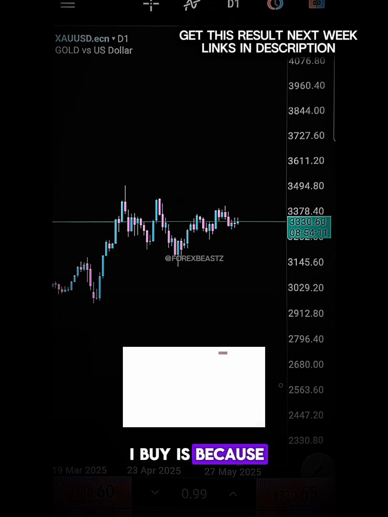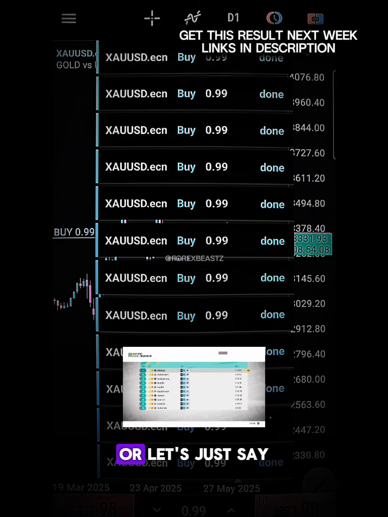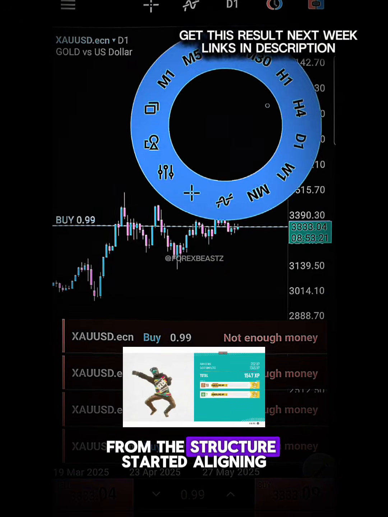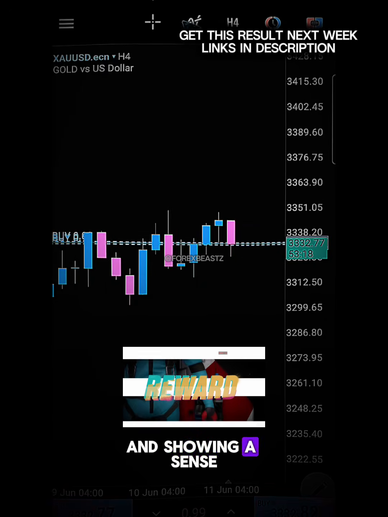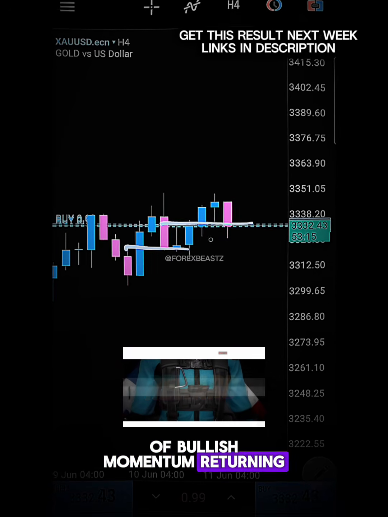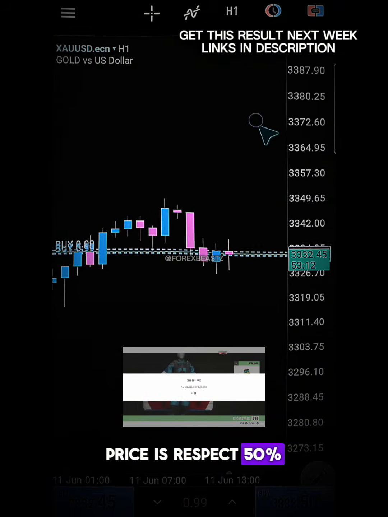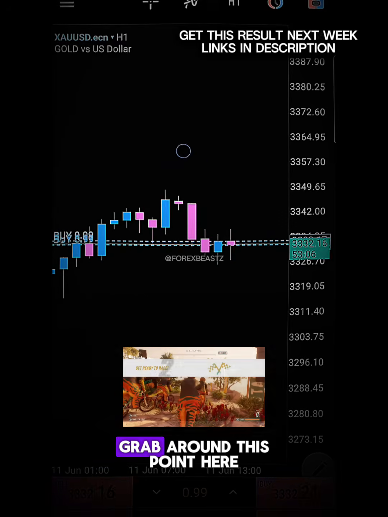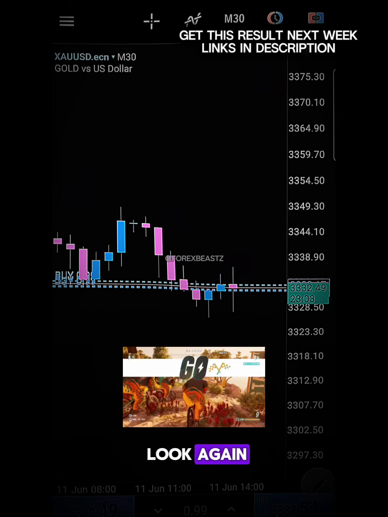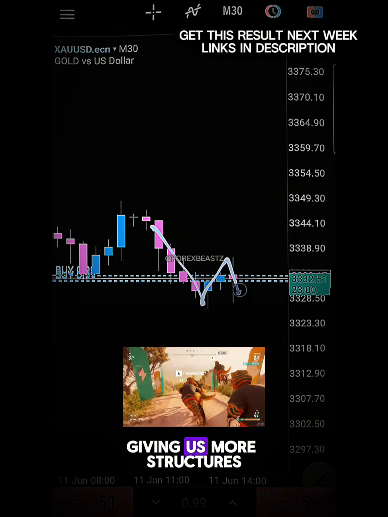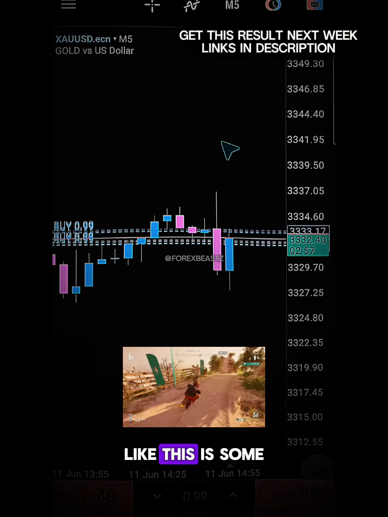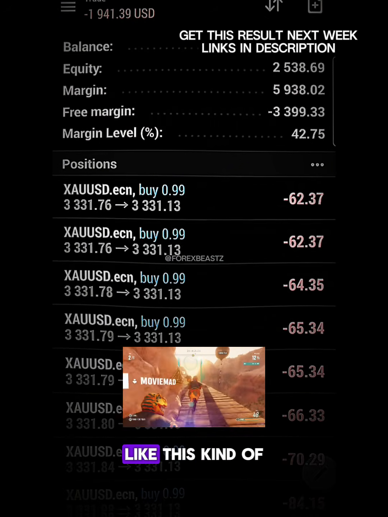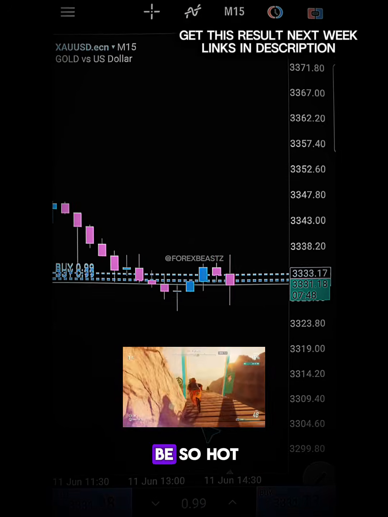The main reason why I buy is because the trend was switching, or let's just say the confidence was switching, and everything from the structure started aligning and showing me signs of bullish momentum returning. If you look at this point, the price is expecting 50% of that order block. And then if you look at this point again, there was a liquidity grab around this point here. And then if you look again, you will see that price is already giving us small structures, and these are a micro sign that the trend is about to turn, with this kind of bullish momentum coming. This is going to be so hot.